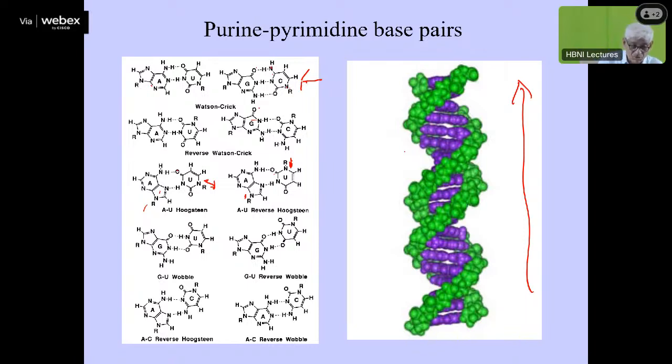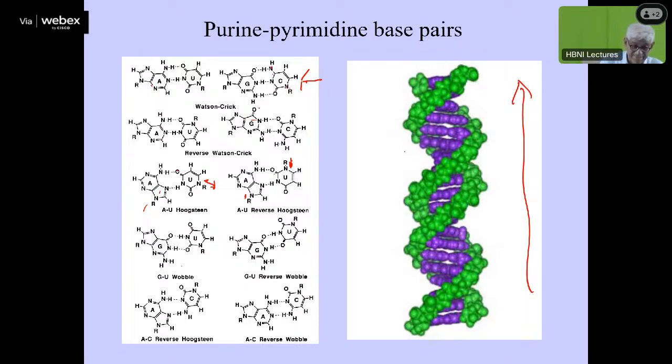Now likewise there are also so-called wobble base pairs: GU wobble base pairs, GU reverse wobble, AC reverse Hoogsteen, AC reverse wobble. Earlier we talked about the AU base pair, right? A pairs with U. But here we see G pairs with U. This is called a wobble. G pairing with U is called a wobble. This is not common, and therefore it is called a wobble. The wobble pair also can be formed: GU wobble, GU reverse wobble.